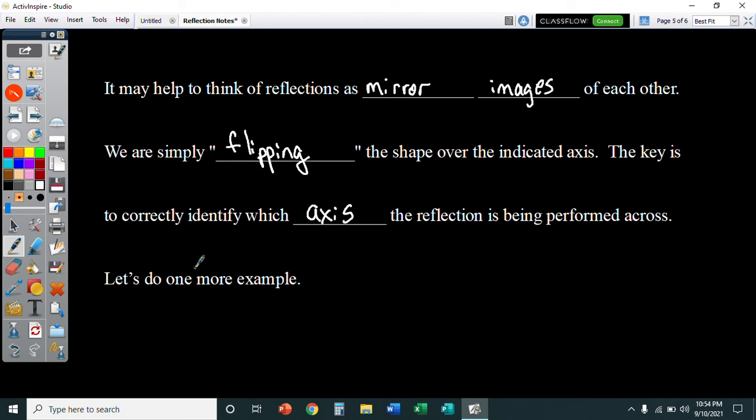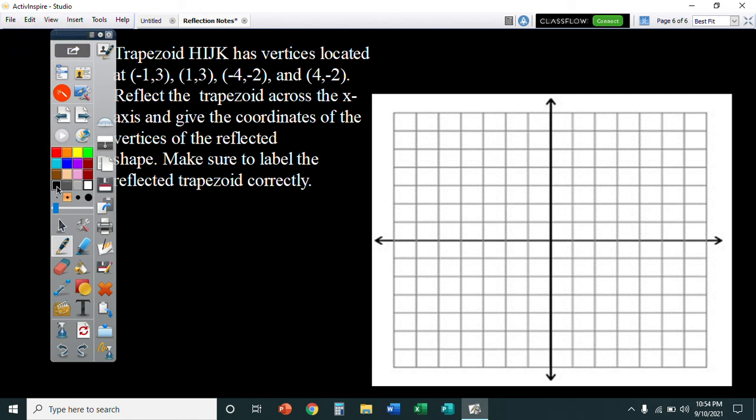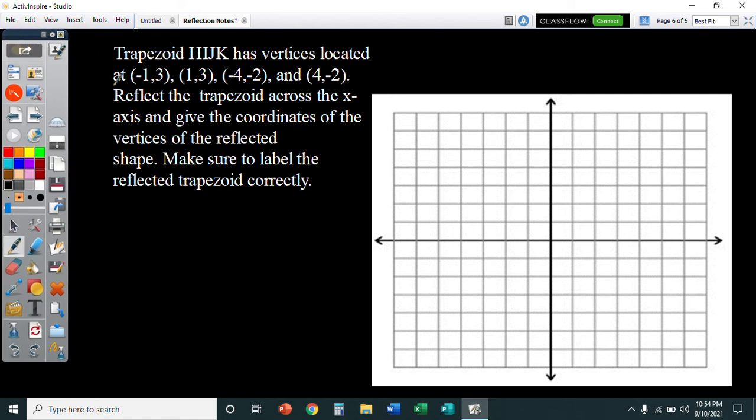So let's do one more, and that'll be it. Reflections are very, very easy. So here's a trapezoid. HIJK has vertices located at... So let's graph this. Okay, so negative 1, 3. Negative 1, 1, 2, 3.